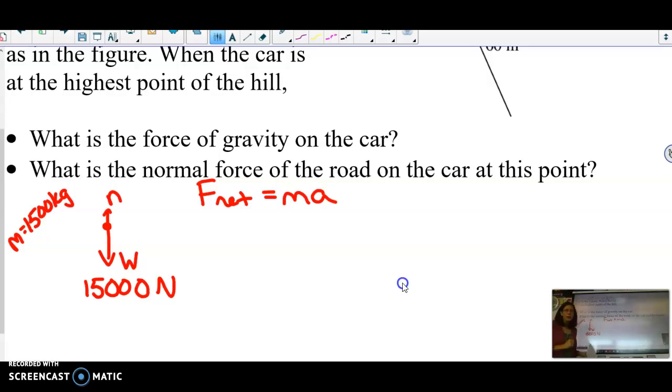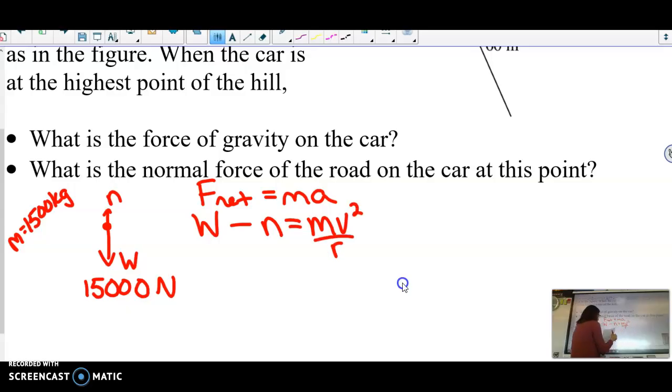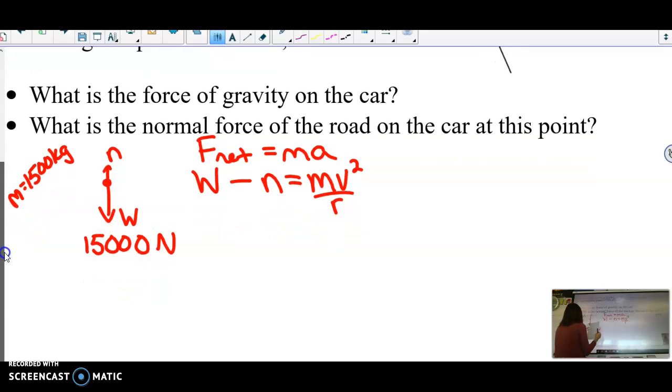And when I do net force, I always want to do big minus small. So it would be the weight minus the normal force, and then that equals ma, but since it's a centripetal acceleration, because it's going at a constant speed, it's only changing direction, the acceleration is v squared over r. So I can go ahead and plug some numbers in here.